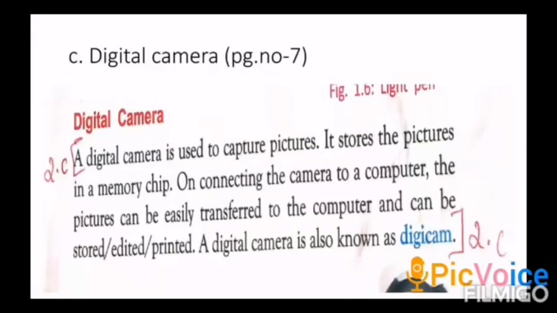The second question, C, is digital camera. This is page number 7. Answer: a digital camera is used to capture pictures. It stores the pictures in a memory chip. On connecting the camera to the computer, the pictures can be easily transferred to the computer and can be stored or edited or printed. A digital camera is also known as DigitCam.